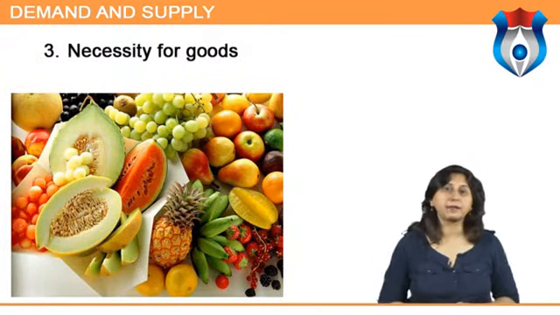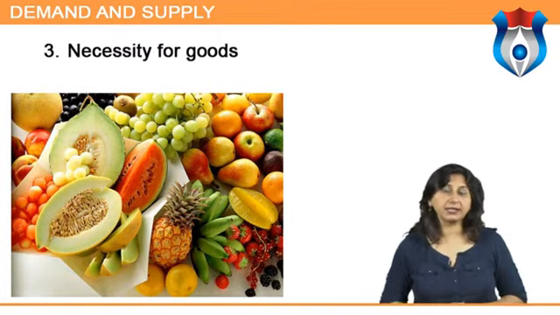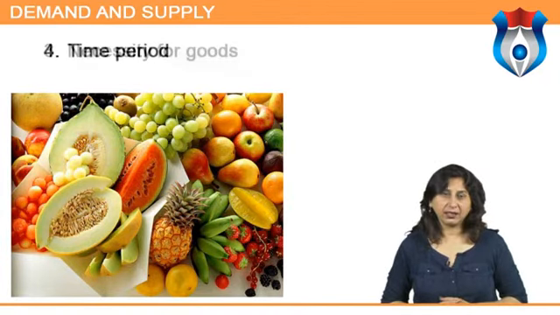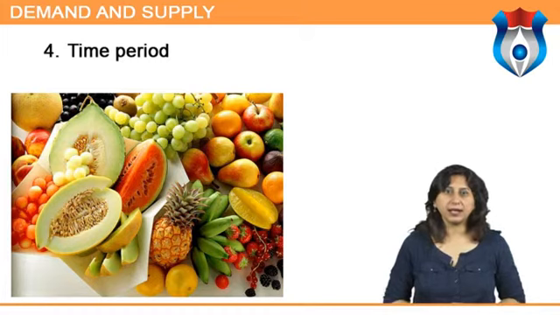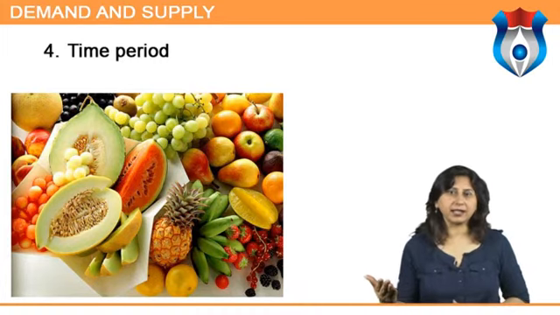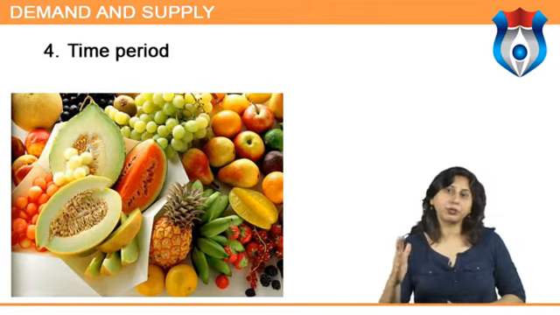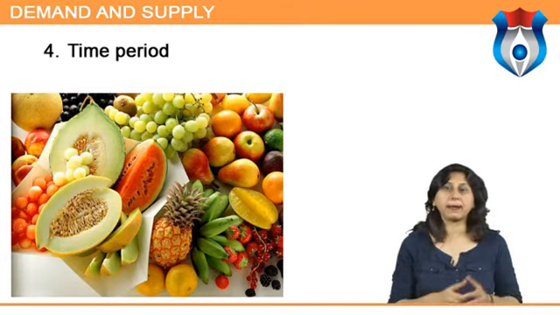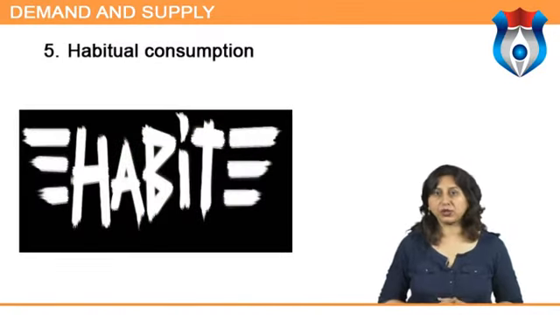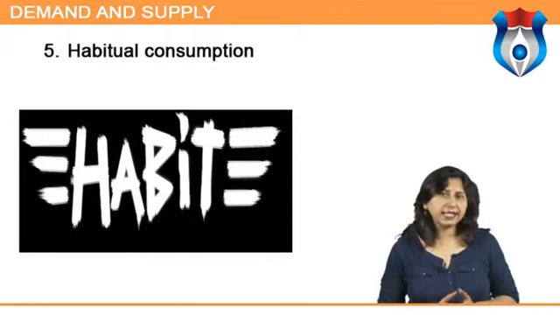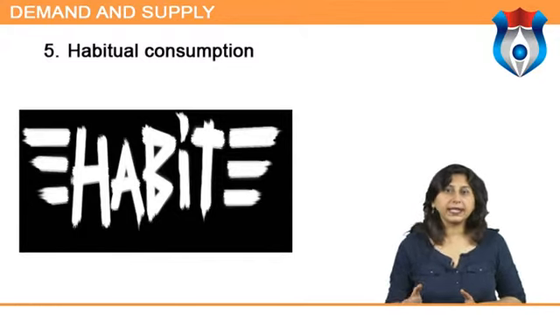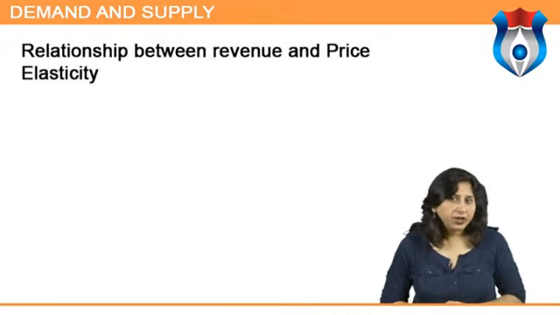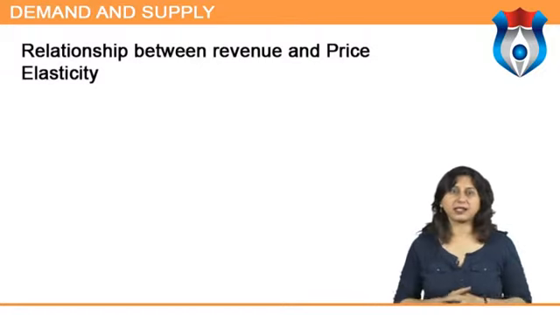Necessities or essential items of goods tend to have an inelastic demand, whereas luxury items of goods tend to have a more elastic demand. The time period for changing price: demand tends to be more price elastic the longer that consumers have to respond to a price change, because they have more time to find cheaper substitute products and switch their spending. Habitual consumption: consumers are normally less sensitive to the change in price of goods that they habitually consume and will make the purchase even if its price increases.